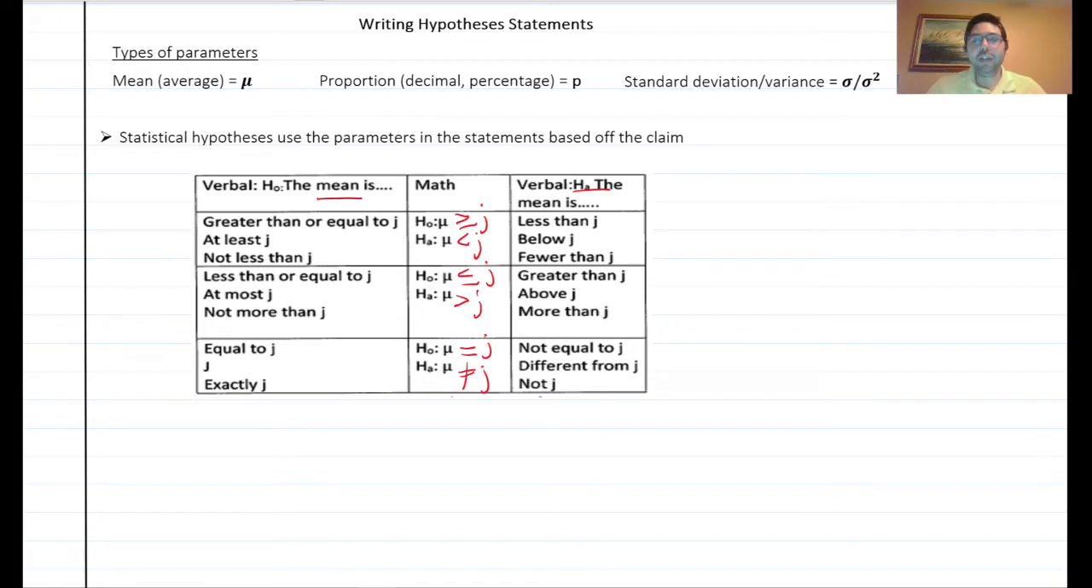So let me just make this clear. The HA is not always opposite of the HO, all right? A lot of times it is, but not all the time, okay? We were just doing this, they're opposites here because I wanted to give you different symbols for each thing, okay? But they're not always going to be opposites. All right.